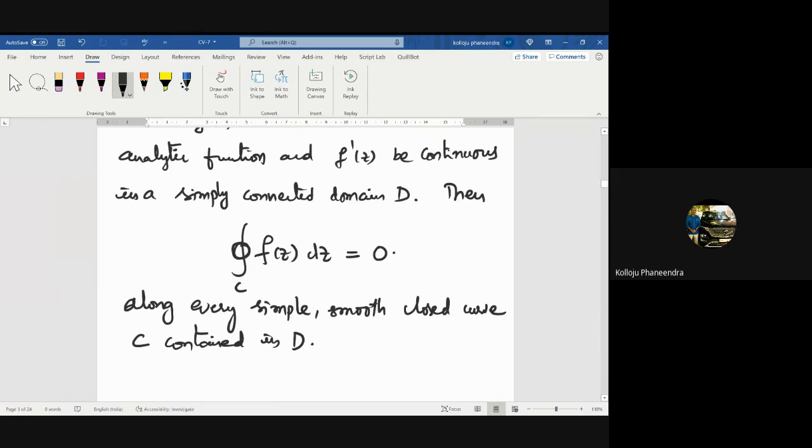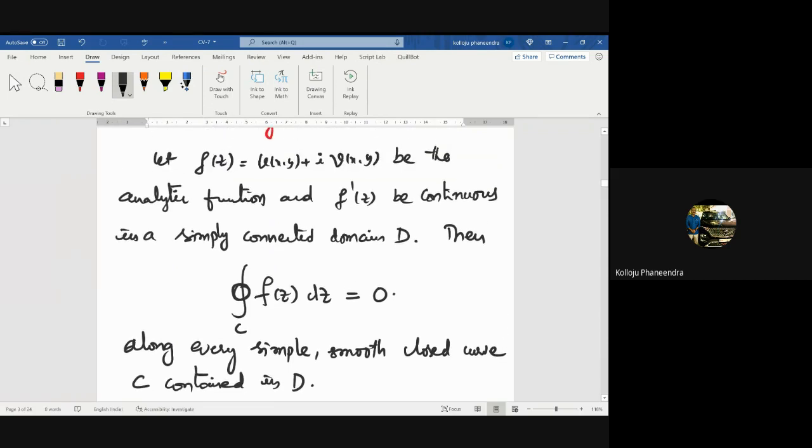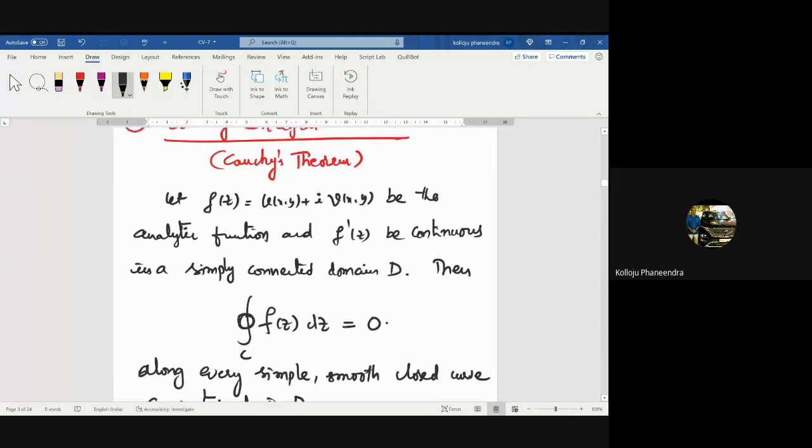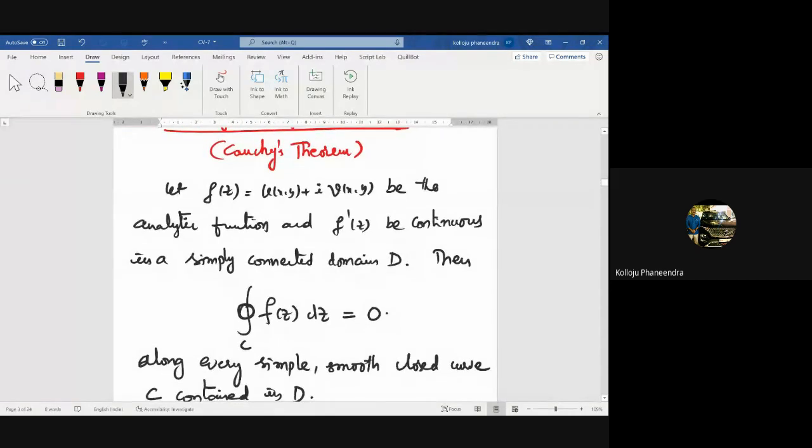Contained in D. Now, the statement is very important. Just by applying this theorem, we can solve the problem. And what are the main important points? Remember, first one, f of z must be analytic function. What is meant by analytic function? The function must be derivable everywhere and in its neighborhood also.